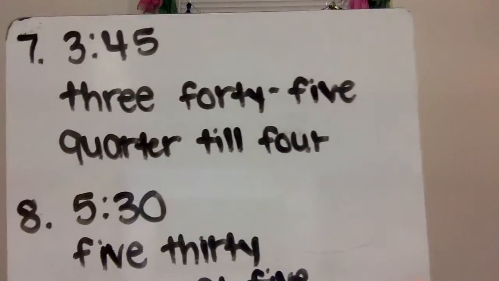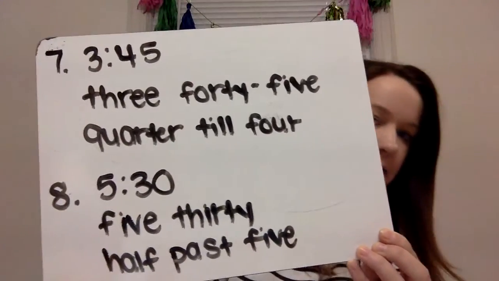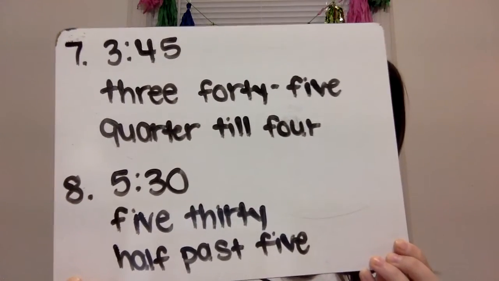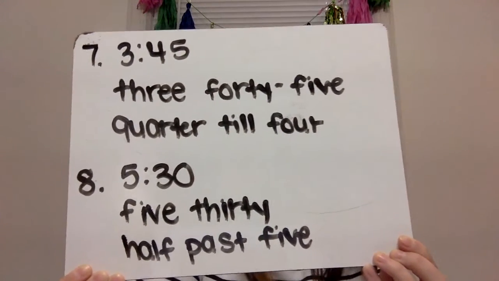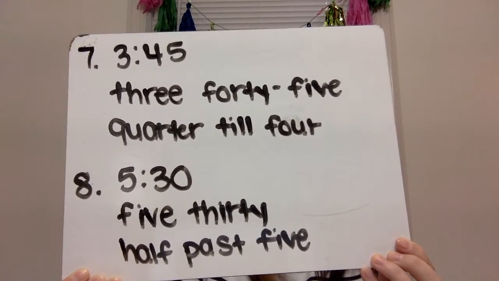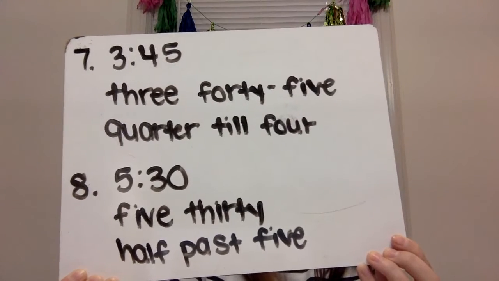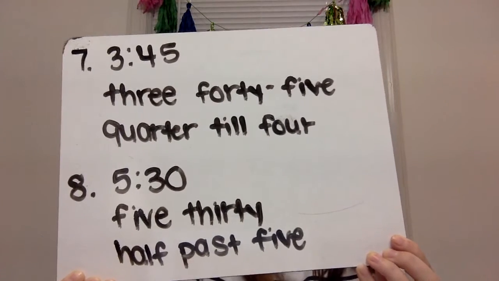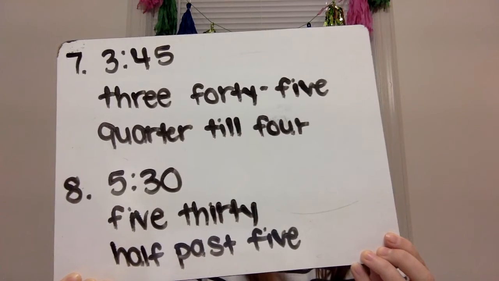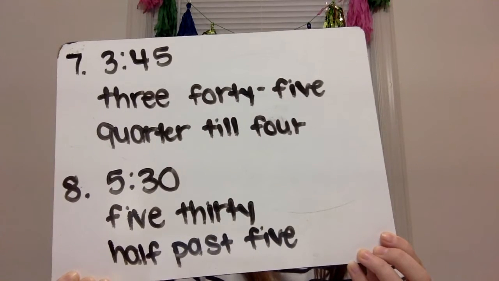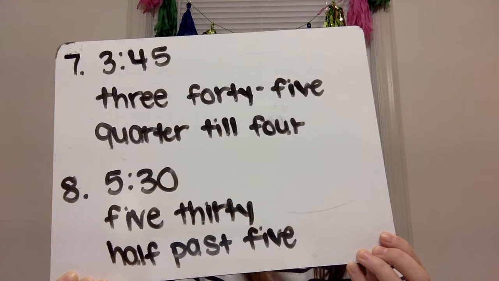So here are your answers for 7 and 8. So for number 7, you could have written it digitally, 3:45. You could have written it out with words, 3:45. Or you could have said 4:15, because if we added 15 more minutes, which in a clock is a quarter, it would bring us to 4 o'clock. So we could say 4:15.